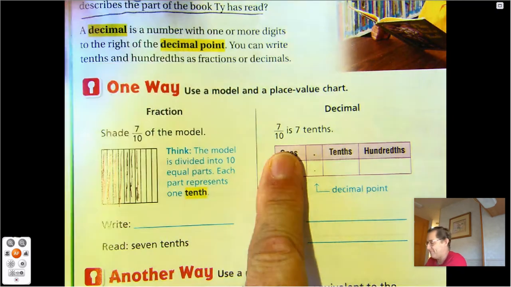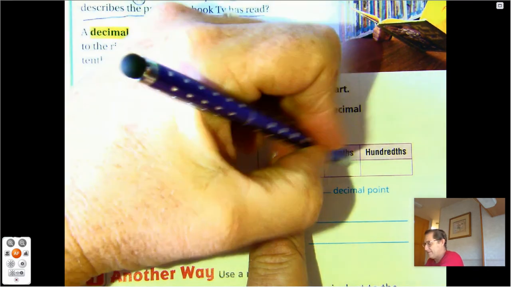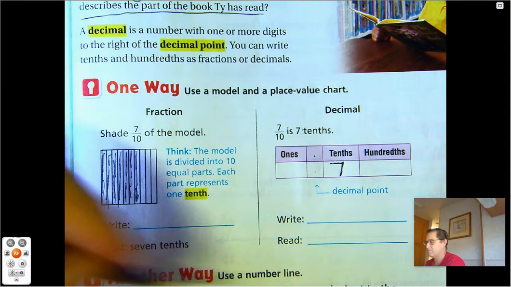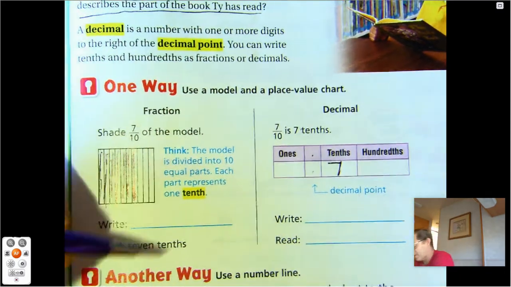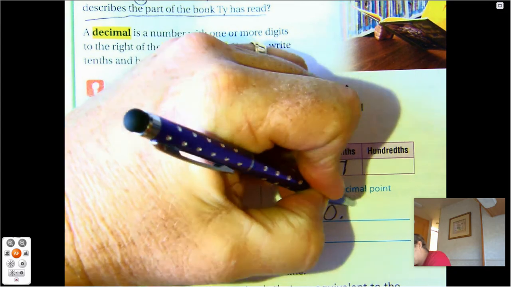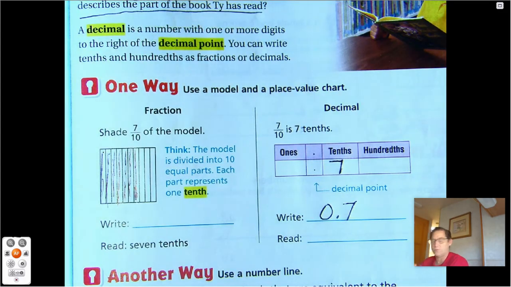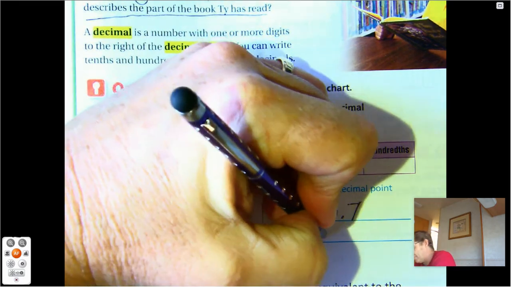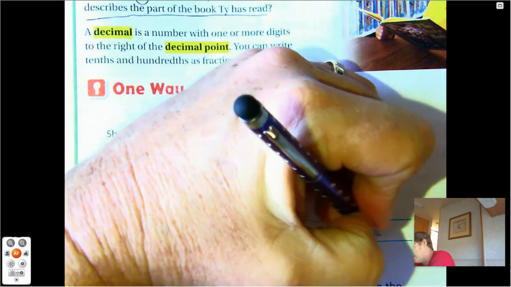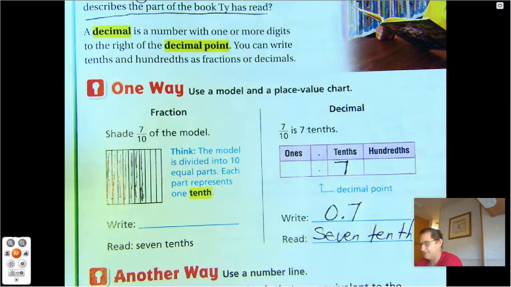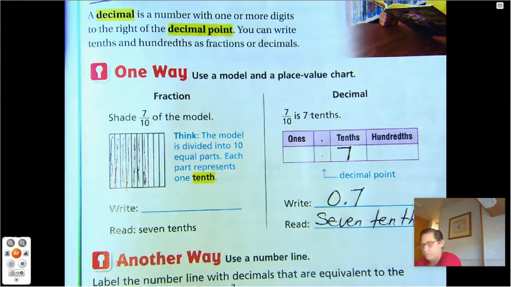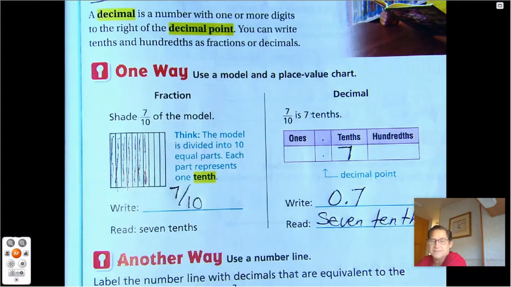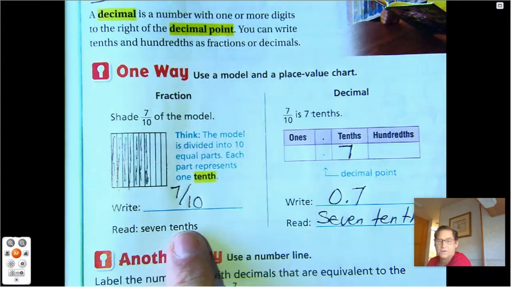So 7/10. What place value is the 7 in? It's in the tenths place. So we just write 0.7. So we'd write it as 0.7, and we'd write it as 7/10. If we were reading it in word form, 7/10. This one over here, we've already practiced that one, and we know it. We write that fraction as 7/10. So these two values are equivalent.